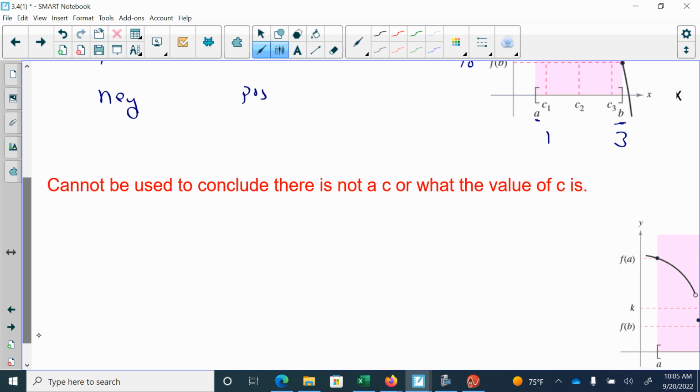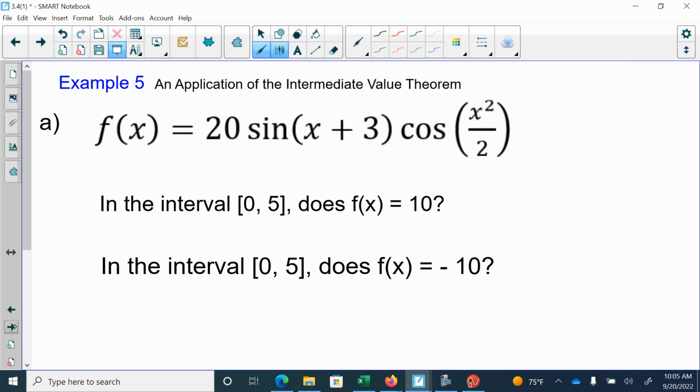Good? Makes sense? So if I have this function, and I say that in the interval from 0 to 5, does there exist an f of 10? The first thing I have to do is decide, is it a continuous function? So is sine a continuous function? Yes. Is cosine a continuous function?